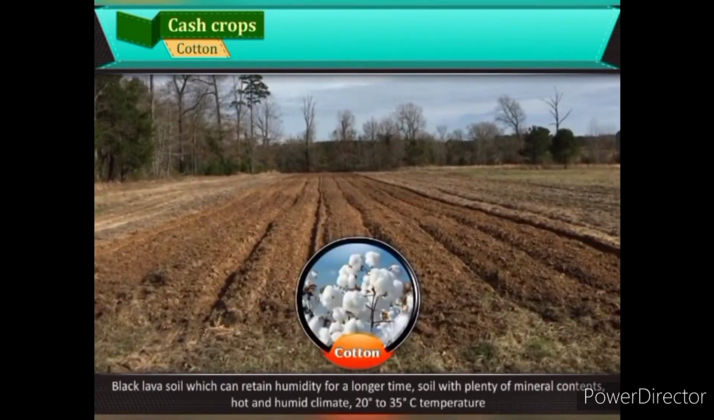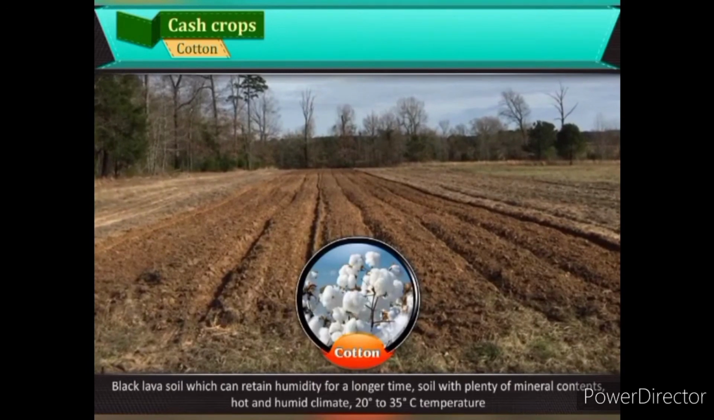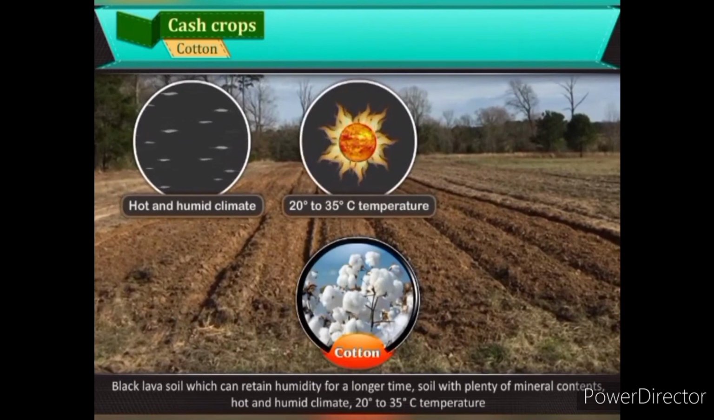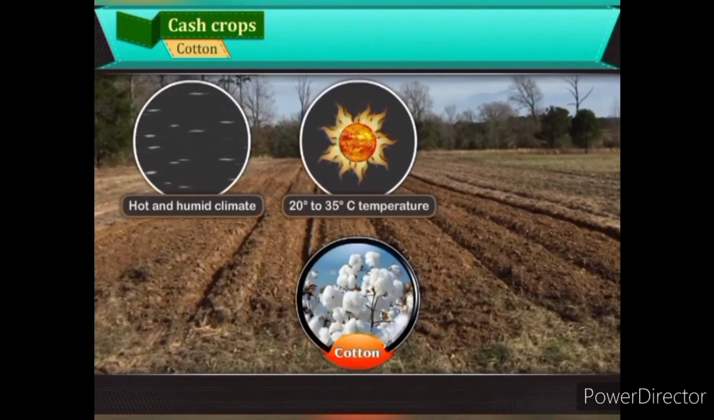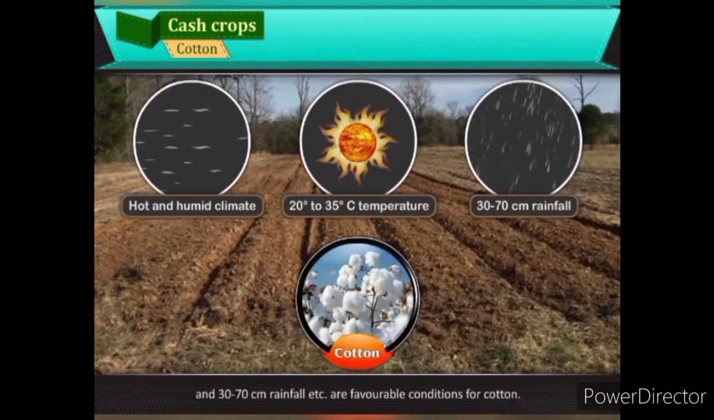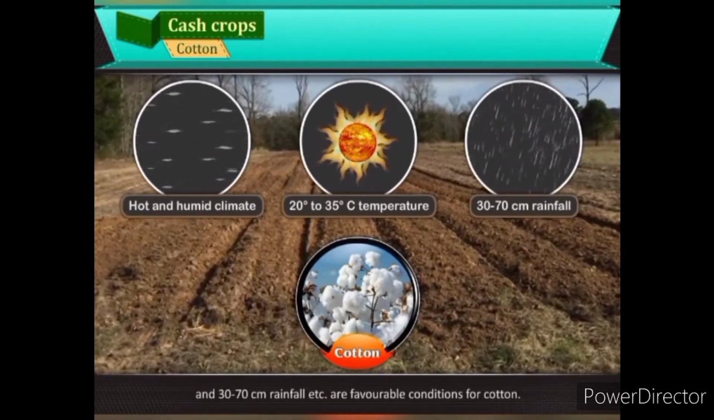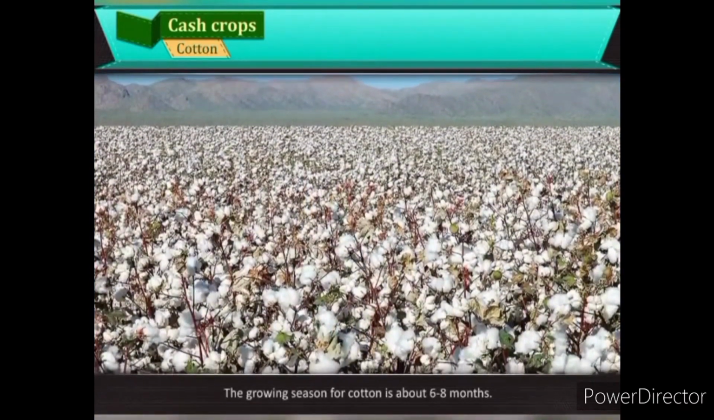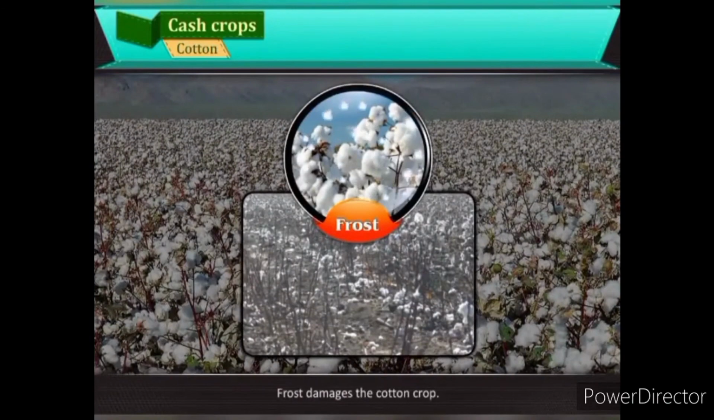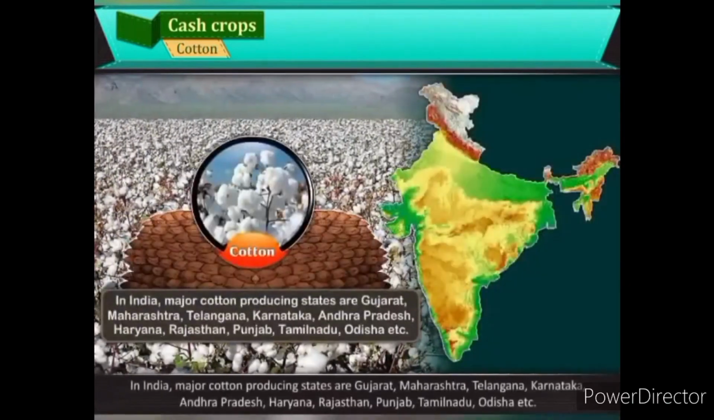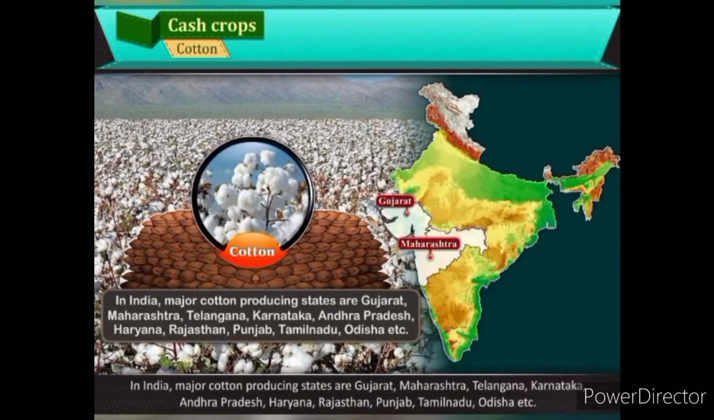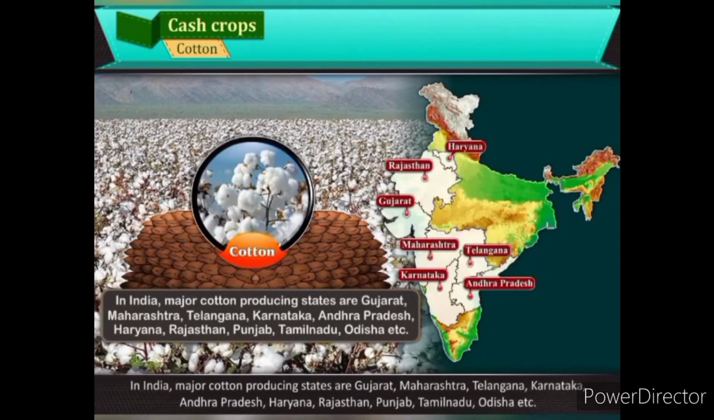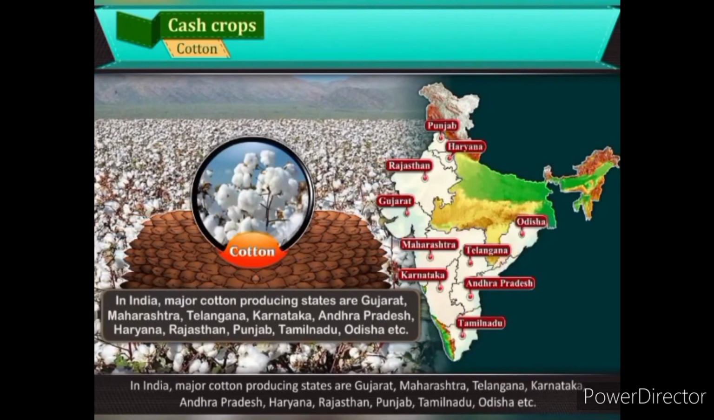Black lava soil, which can retain humidity for a longer time, soil with plenty of mineral contents, hot and humid climate, 20 to 35 degrees Celsius temperature and 30 to 70 centimeter rainfall, etc. are favorable conditions for cotton. The growing season for cotton is about 6 to 8 months. Frost damages the cotton crop. In India, major cotton producing states are Gujarat, Maharashtra, Telangana, Karnataka, Andhra Pradesh, Haryana, Rajasthan, Punjab, Tamil Nadu, Odisha, etc.